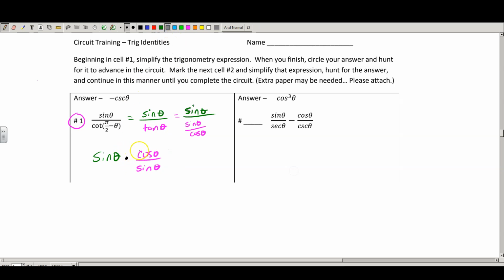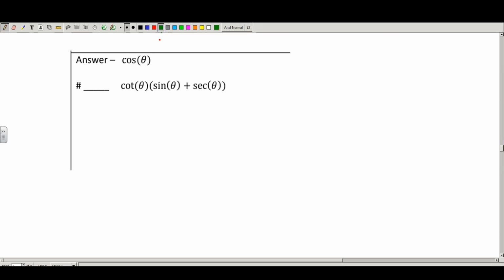When I look at that product, I can cancel off the sine factors. So I'm confident that this expression just equals cosine of theta. Once I get that answer, I'm going to search around my worksheet and see if there's an answer that is cosine theta, and that's where I'm going to jump to for my next question. Eventually you'd find it. It's on the back, right? There is a little problem or a box that has cosine theta as a possible answer, and that's what we just simplified it to. So then we're going to start here.